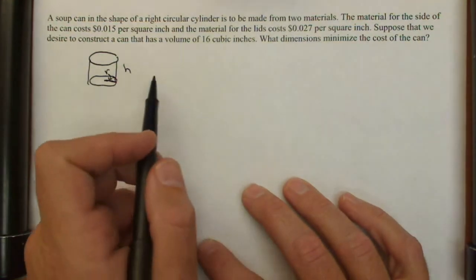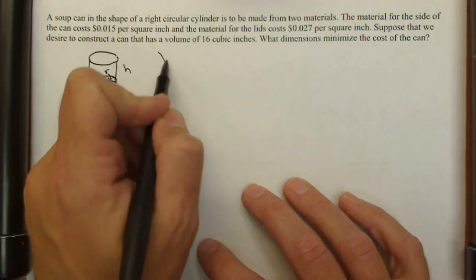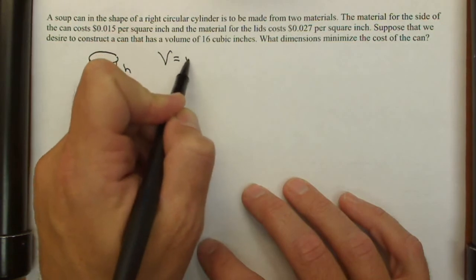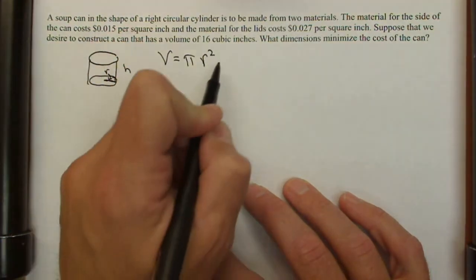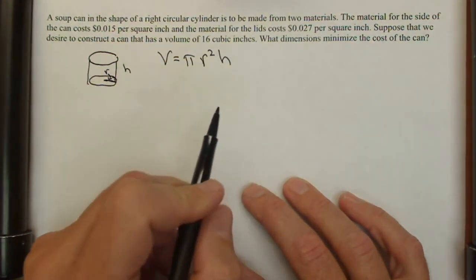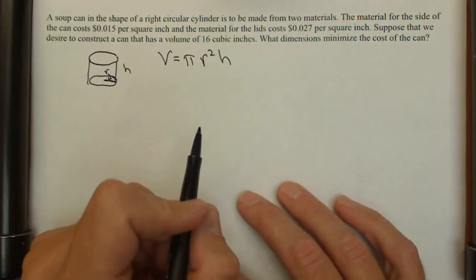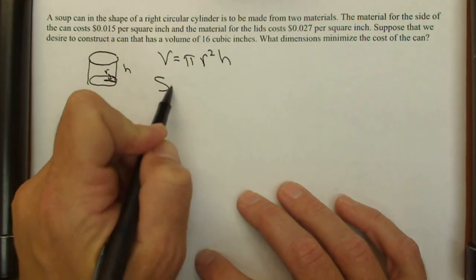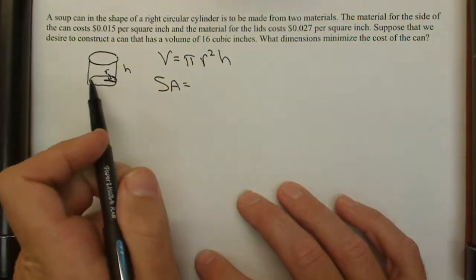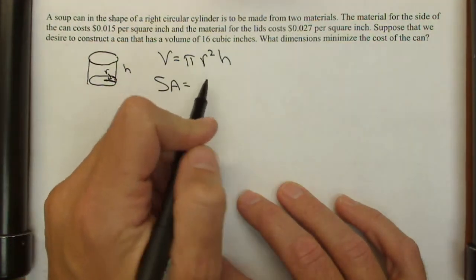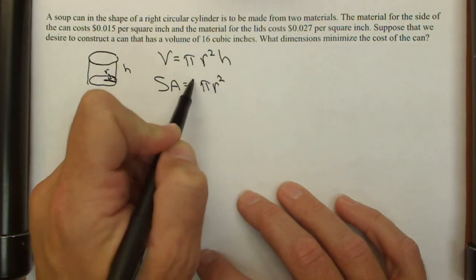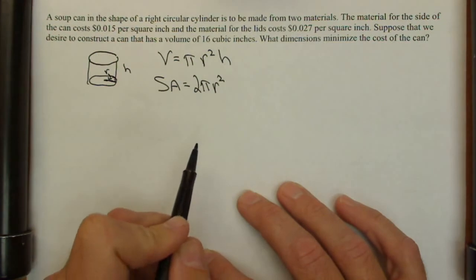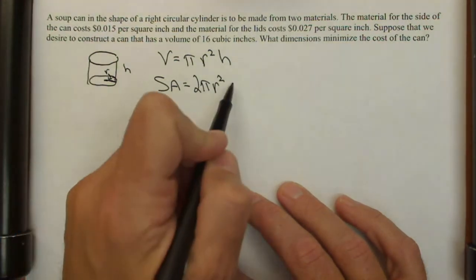So first off, in terms of my variables, I can come up with the volume. Volume of this right circular cylinder is pi r squared. That's the area of the base times its height. We also can come up with surface area. So now we have a top and a bottom, which are just circles. So the area of a circle is pi r squared, and we're going to multiply that by a 2 for each of them. Now we have to add in the surface area of the side.